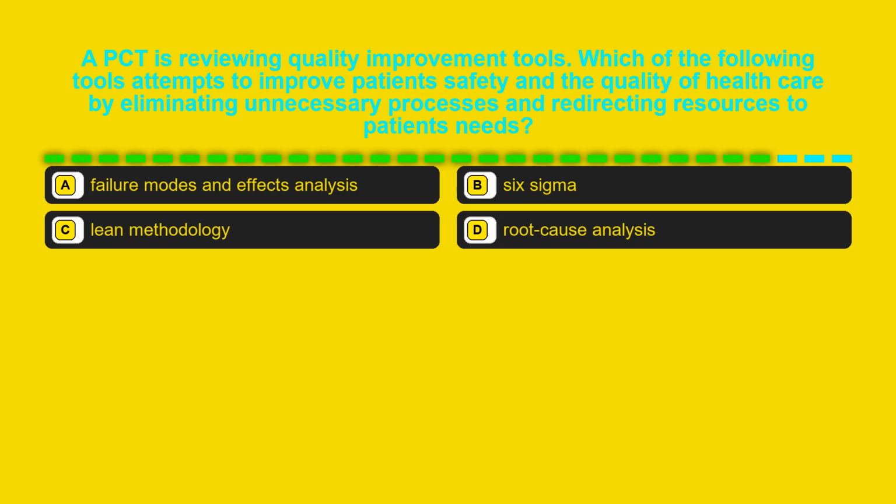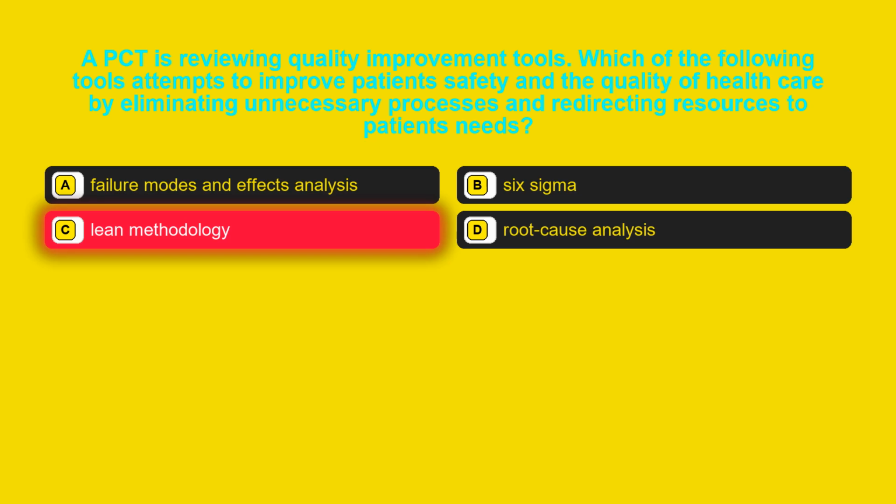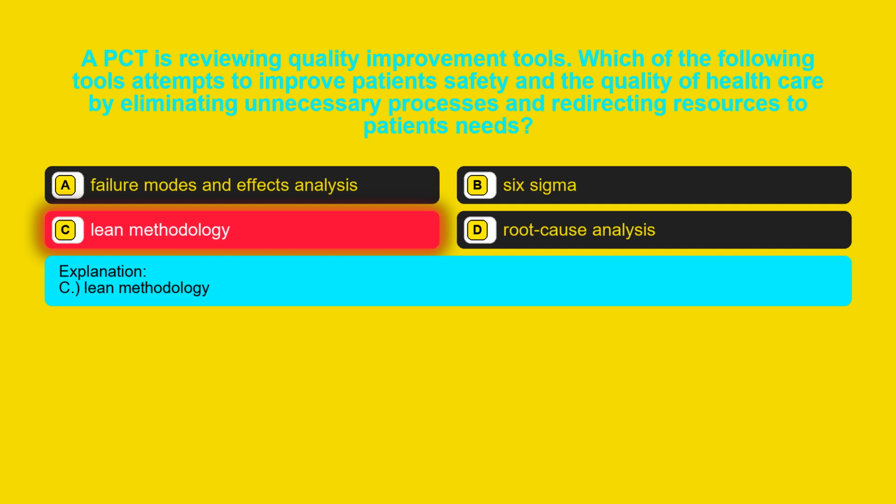Question 40. A PCT is reviewing quality improvement tools. Which of the following tools attempts to improve patient safety and the quality of health care by eliminating unnecessary processes and redirecting resources to patients' needs? Option A. Failure modes and effects analysis. Option B. Six Sigma. Option C. Lean methodology. Option D. Root cause analysis. The correct answer is option C. Lean methodology. C. Lean methodology.